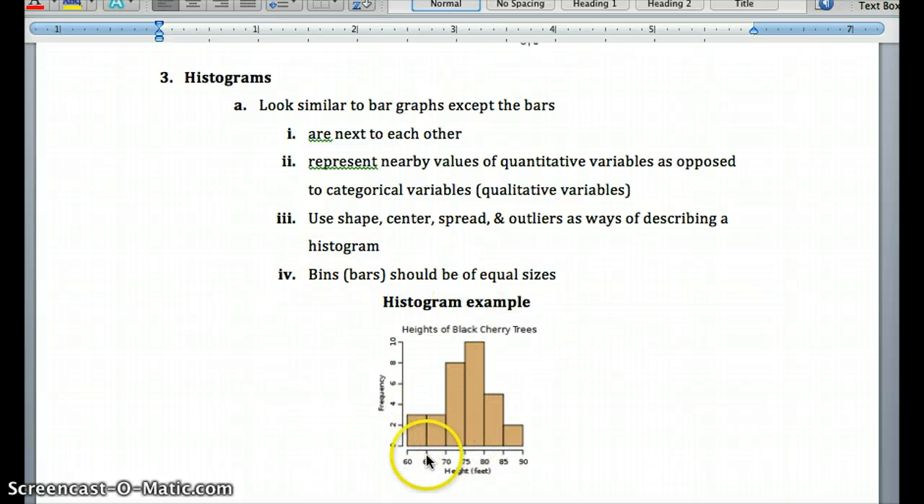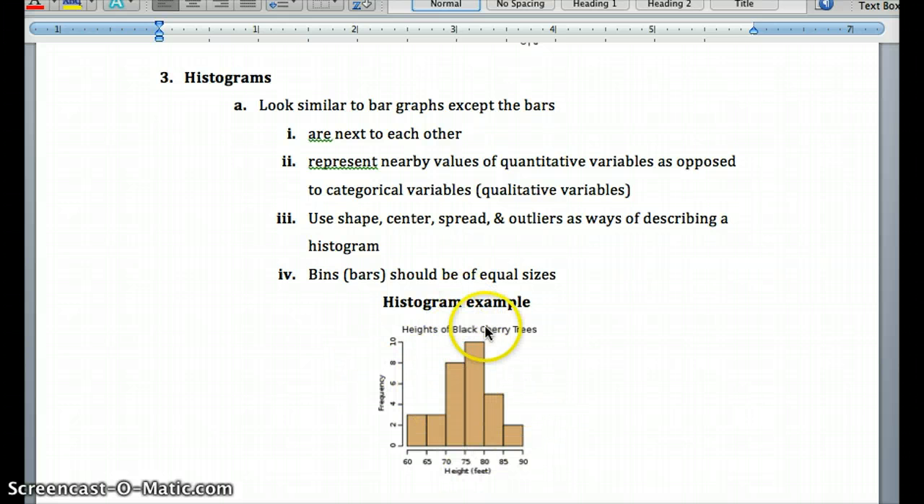It's like a bar graph, except it's a quantitative variable, so dealing with numbers. And the bars are next to each other. There are no gaps in between. We use shape, center, spread, and outliers to describe it. Shape would be like if we drew a smooth curve above the whole thing. We can say this is not quite bell shaped, but it's somewhat symmetric, meaning if we put a line right here, it's almost mirrored.